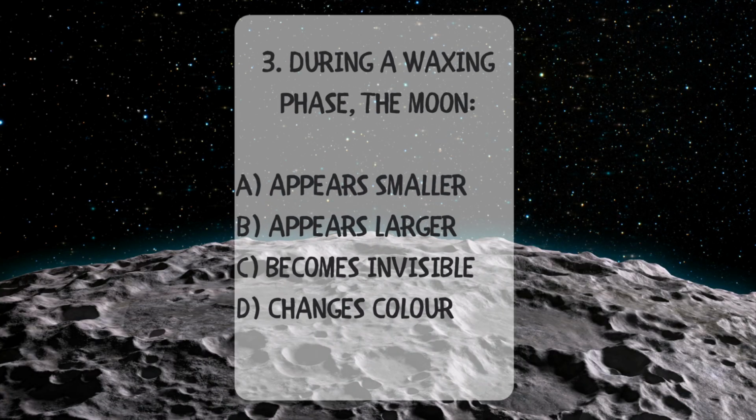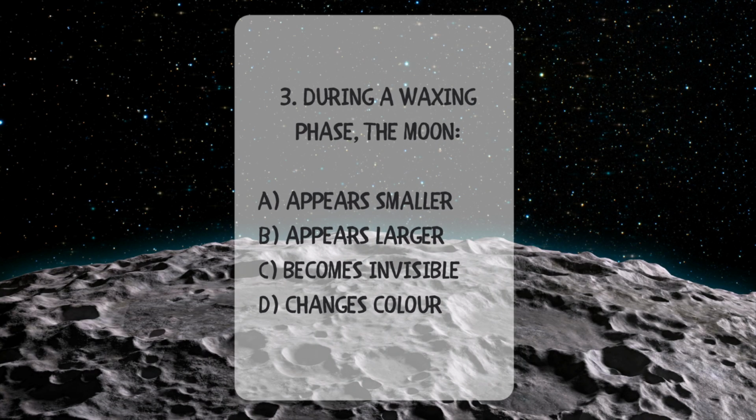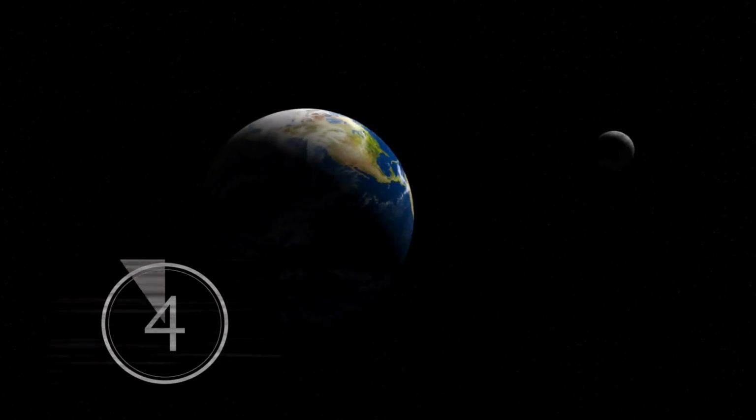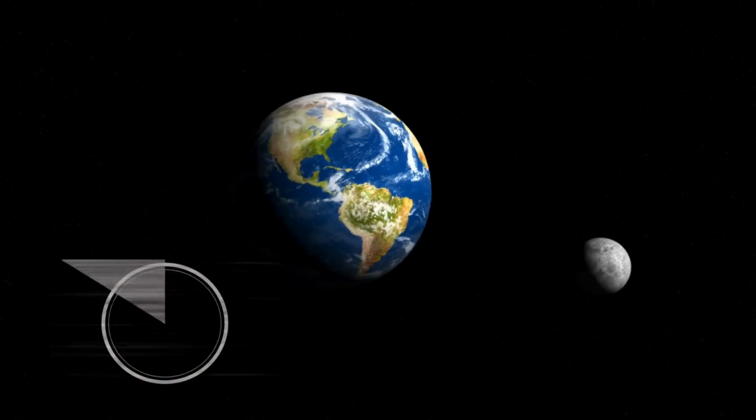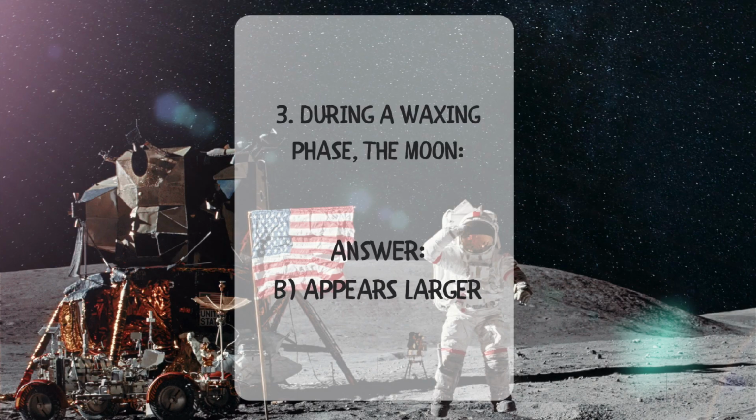Question number 3. During a waxing phase, the moon A. appears smaller. B. appears larger. C. becomes invisible. D. changes color. During the waxing phase the moon appears larger, so the answer is B.